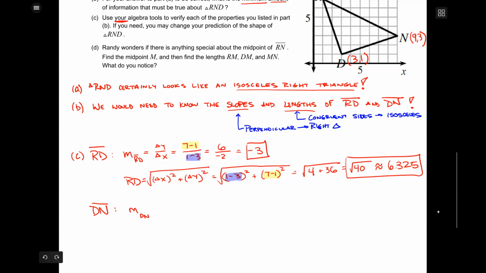The slope of DN first. 3 minus 1 is 2. 9 minus 3 is 6. And that simplifies to 1/3. The length of segment DN.